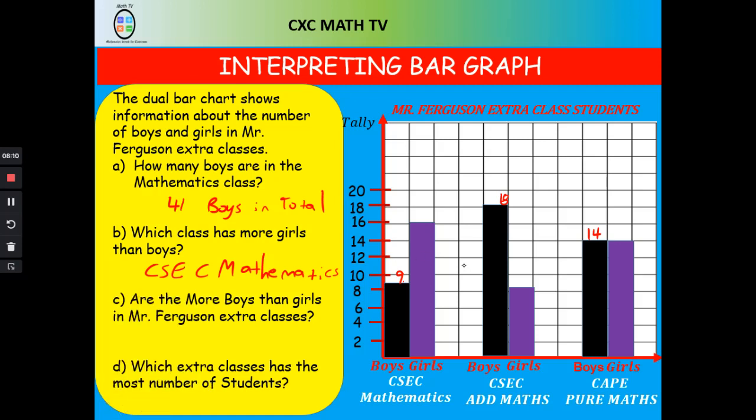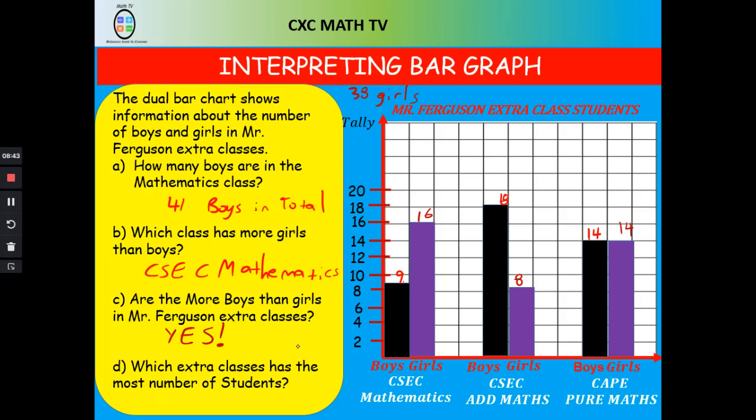First thing we need to do is write down how many girls. This is 16. This right here is 8. And this right here is 14. So 16 and 14 is 30, and 30 and 8 is 38. So notice in total there are 38 girls and 41 boys. So are there more boys than girls? Yes.